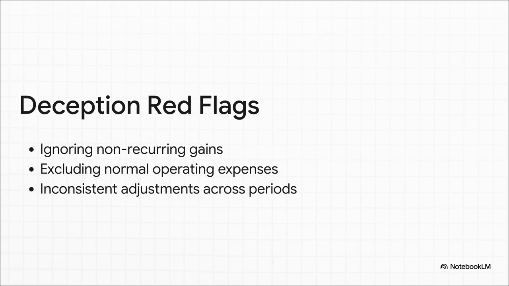The SEC also provides us with very clear interpretations of what they consider deception. Long story short, you can't cherry pick. It is highly deceptive to exclude bad, non-recurring expenses to boost your income while quietly keeping the good, non-recurring gains from that exact same period. You also cannot pretend that normal, everyday cash expenses required to run the business just don't exist. And you certainly cannot inconsistently change how you make your adjustments from one period to the next without explicitly disclosing and explaining exactly why you're doing it.